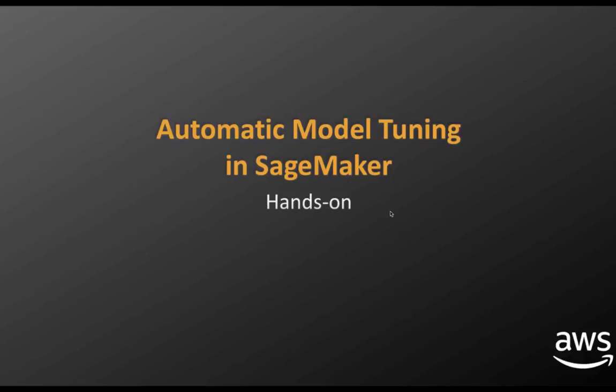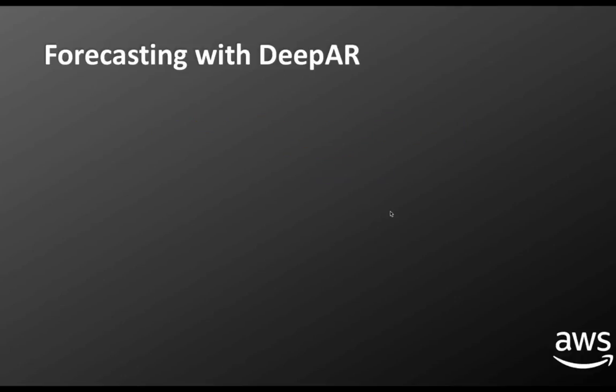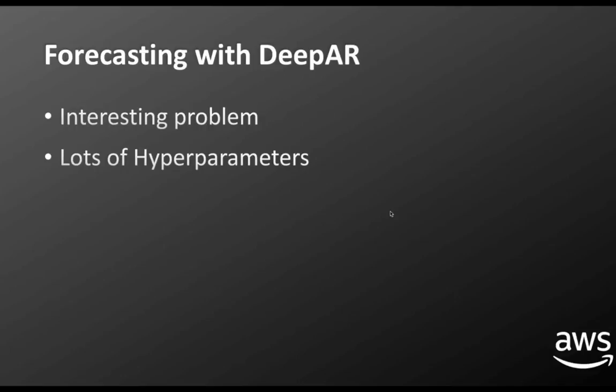Now, let's dive in and go hands-on to actually trying this thing out. We're going to work on a forecasting problem using the DeepAR algorithm, which is built into SageMaker. Forecasting is an interesting problem because it applies to a very large number of real-world business problems. If you can predict the future, then clearly this is going to be useful for a lot of things. DeepAR is interesting in this case because it exposes a lot of hyperparameters, a lot of things to tune, and because DeepAR is a deep neural network, tuning is very important.